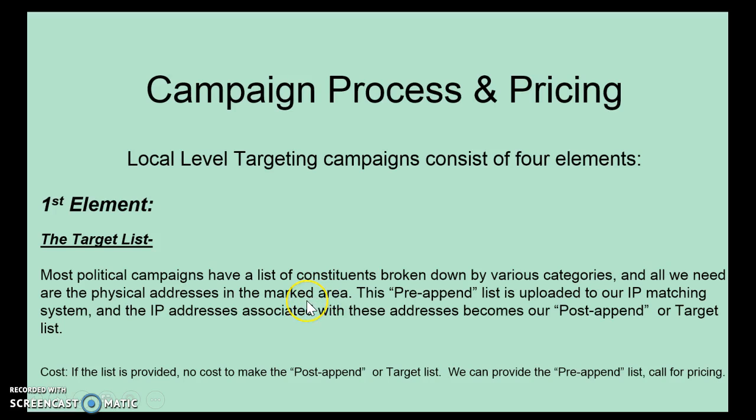All right, so the process for local level targeting campaigns consists of four elements. Element one is the list, which you just heard about. Most political campaigns have a list of constituents broken down by various categories. All we really need is a physical address in these marked areas. We don't need zip codes, we just need addresses associated with this target area. This pre-append or pre-list that you provide is then uploaded to our IP matching system, and the IP addresses associated with these addresses become our post-append or target list.